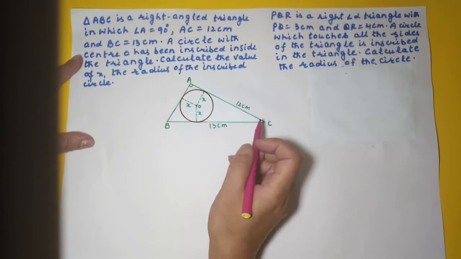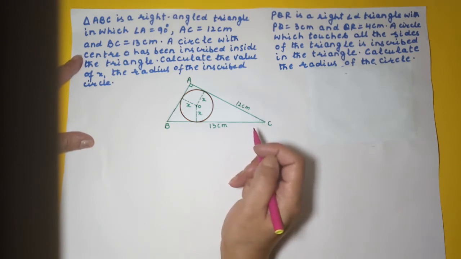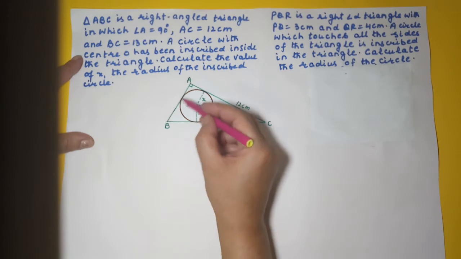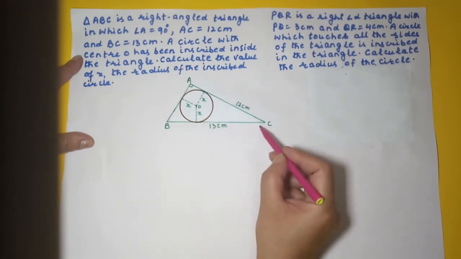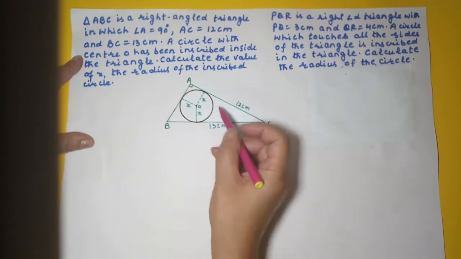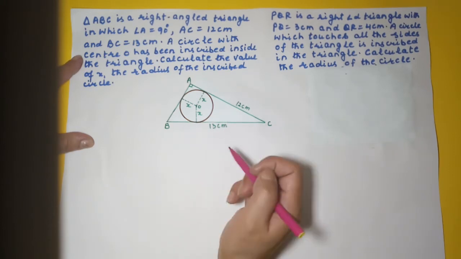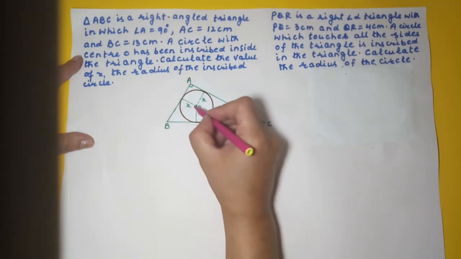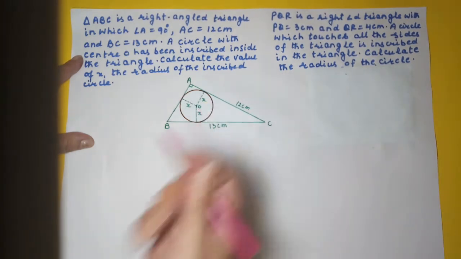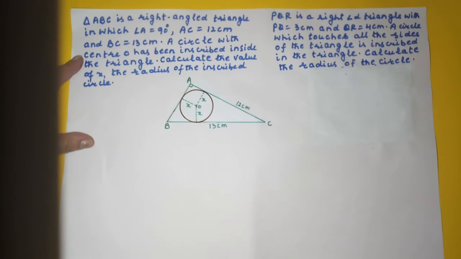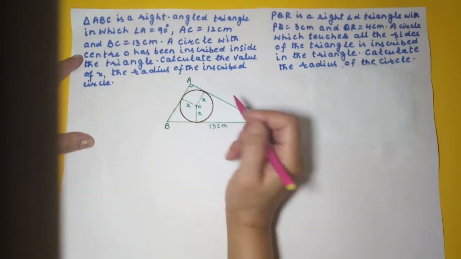So what do we mean by a circle inscribed in a triangle? It means that all the three sides of the triangle act as tangents, three tangents to this circle, right? So then he is saying that find the value of this x. X is the radius of the circle, right? So how do we do it? We have to make use of the tangent properties and calculate the value of x.